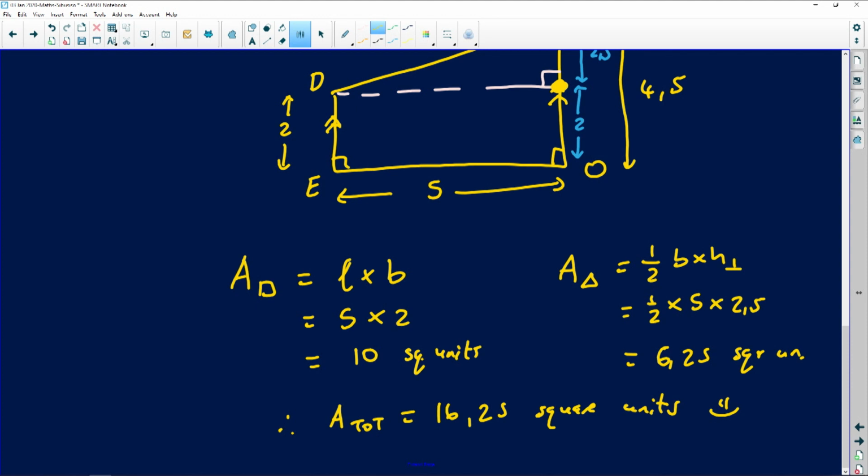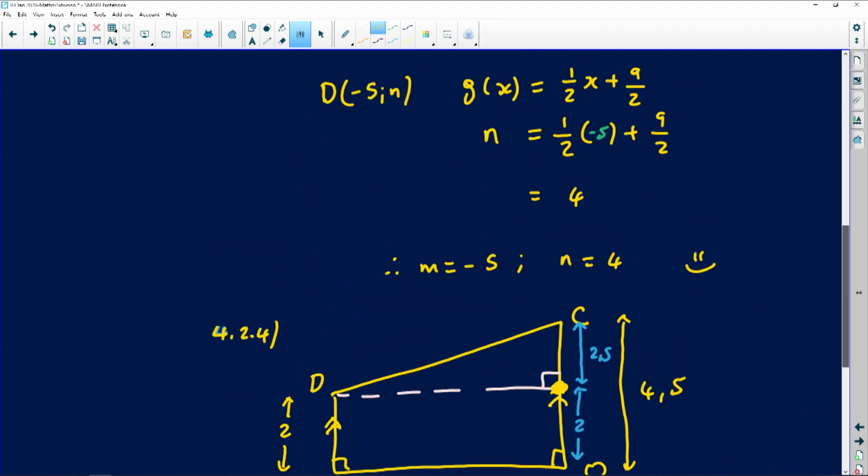Simple question and exciting at the same time. It allows you to see how you can use your other concepts to answer these kinds of questions. Very, very simple. Okay, cool. Let's go to the next one.